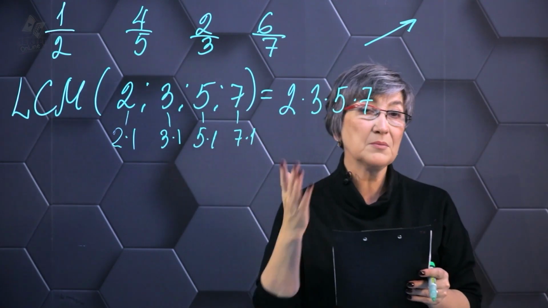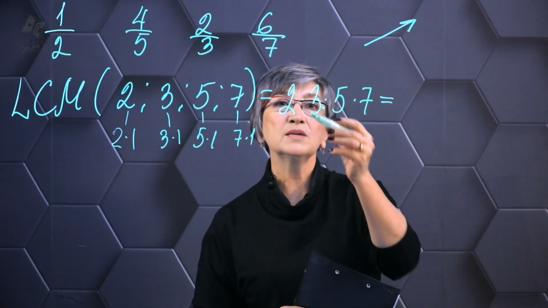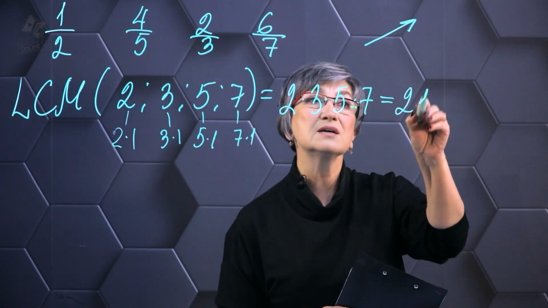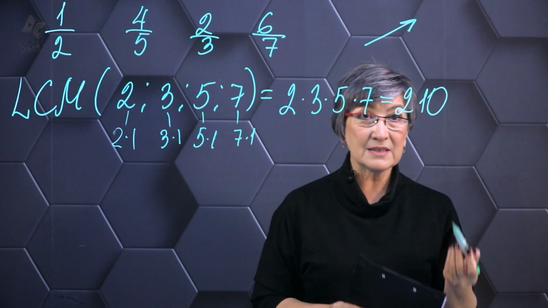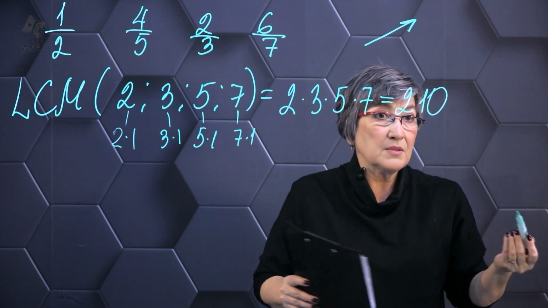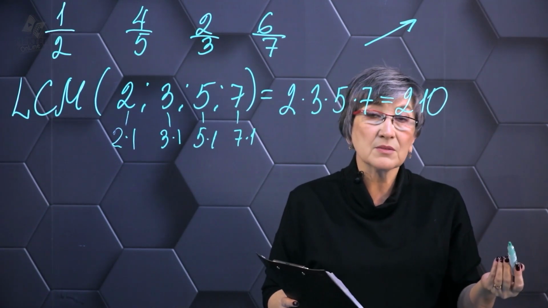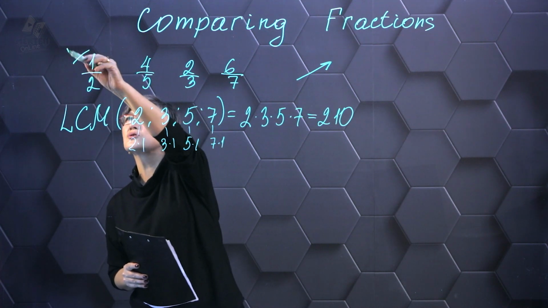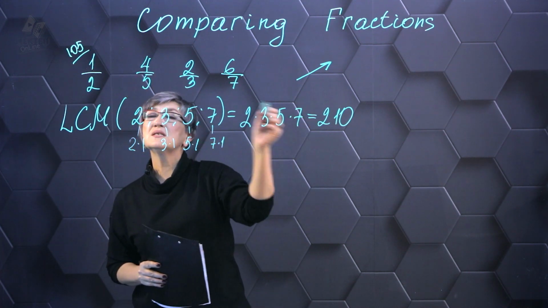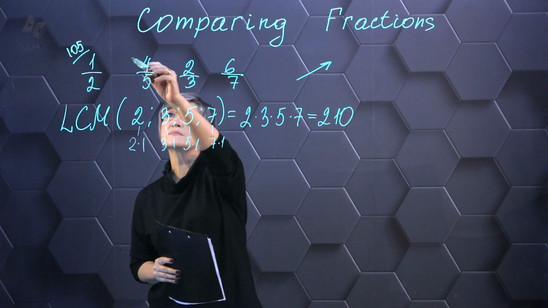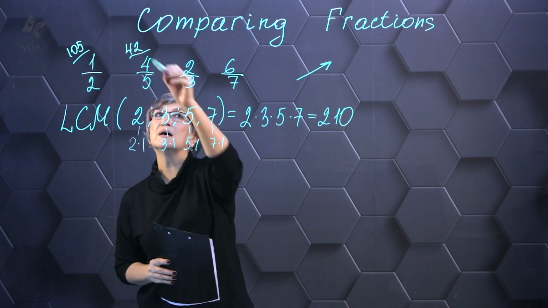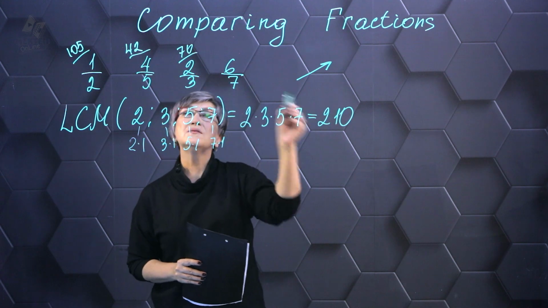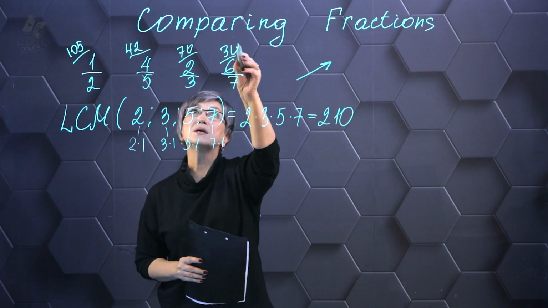And now we're multiplying. So 2 times 3 is 6. 6 times 5 is 30. 30 times 7 would be 210, and now I just need to bring it to the common denominator. So I divide 210 by 2, that's 105. 210 I divide by 5, that's 42. 210 I divide by 3, that's 70. And 210 I divide by 7 is 30.